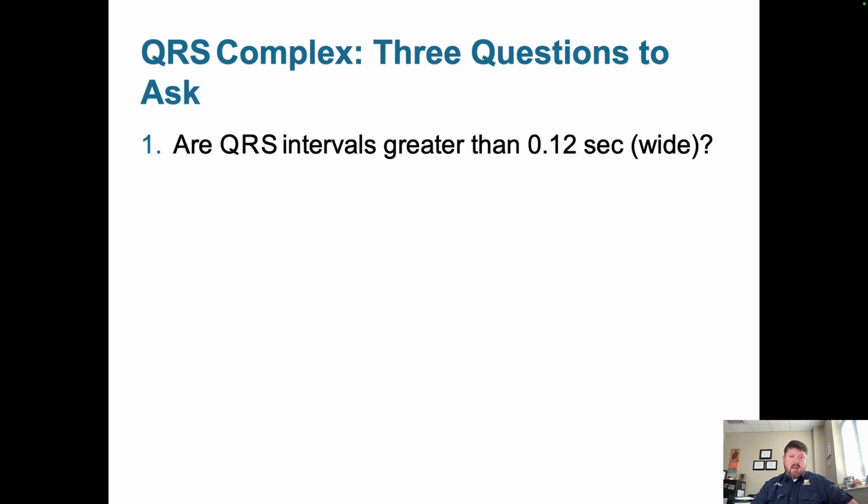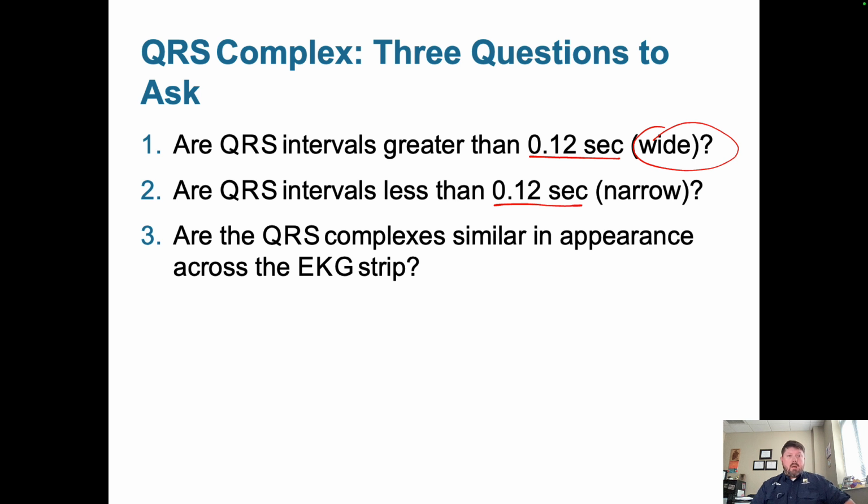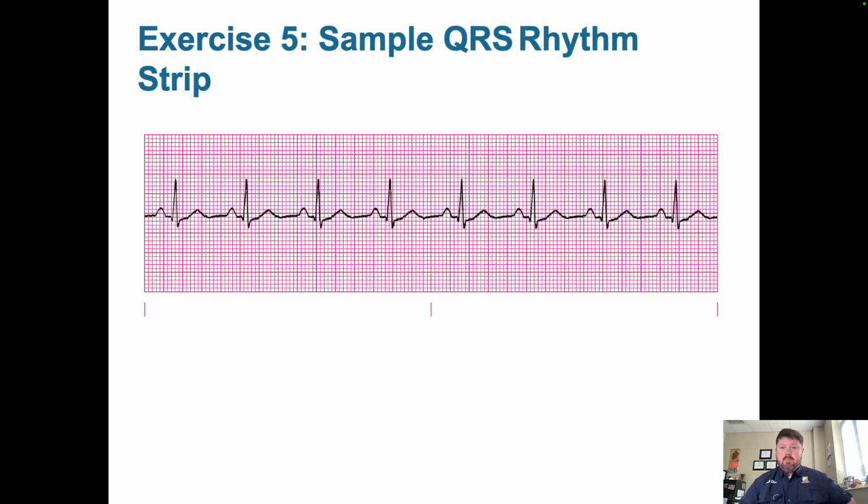So questions to ask. Are the QRS intervals greater than 0.12 seconds? In this case, they would be considered a wide waveform. Are the QRSs narrow, or less than 0.12 seconds? Again, we're okay with that more than we're okay with it being wide. And are the QRS complexes similar in appearance across the EKG strip? That's going to be important too. We want to make sure that there's a similarity between them.